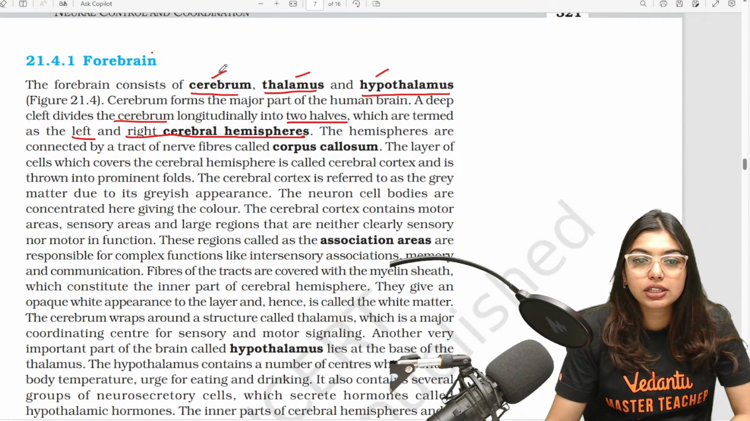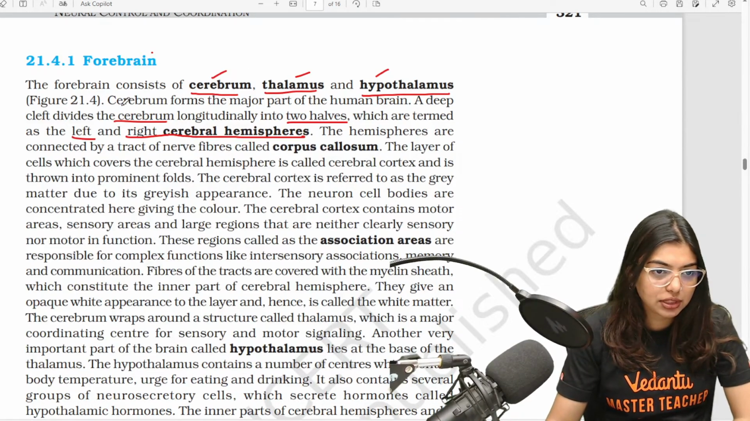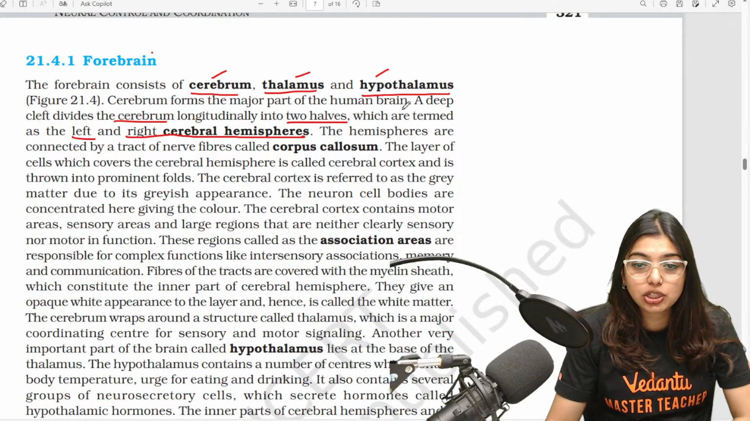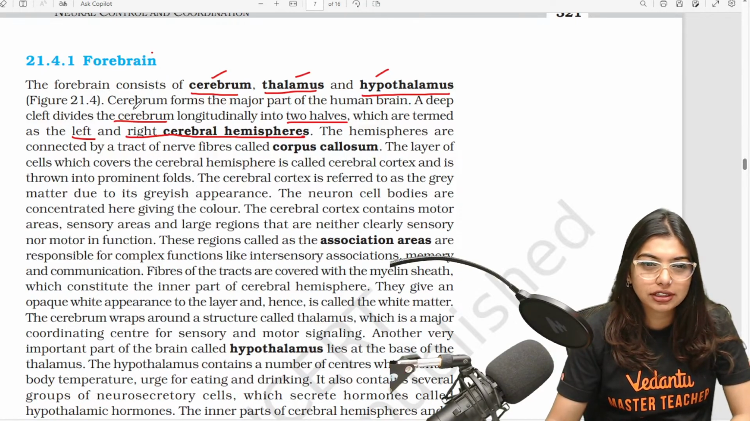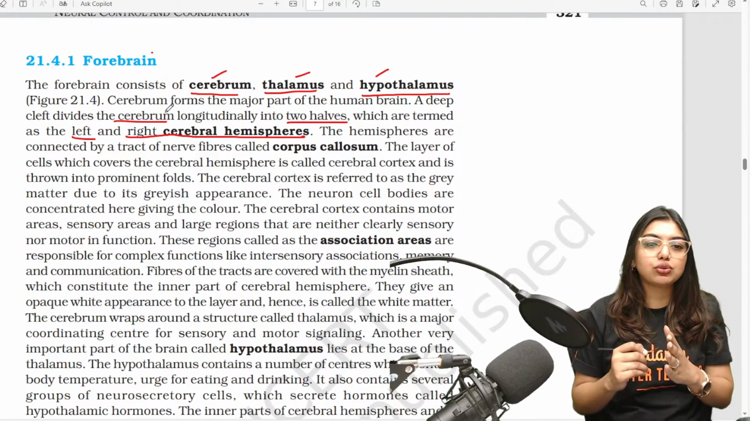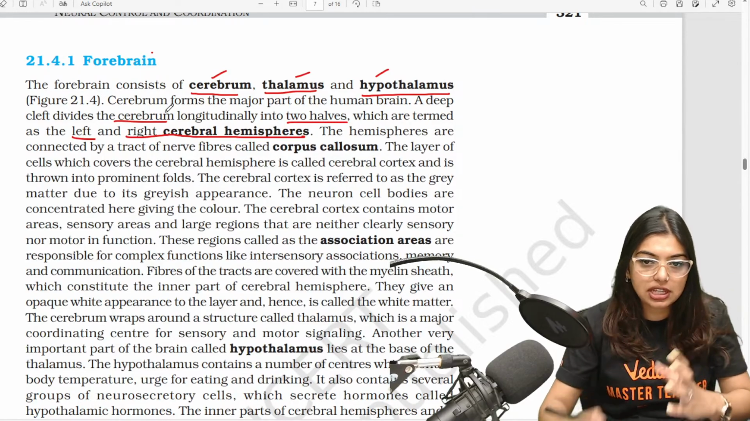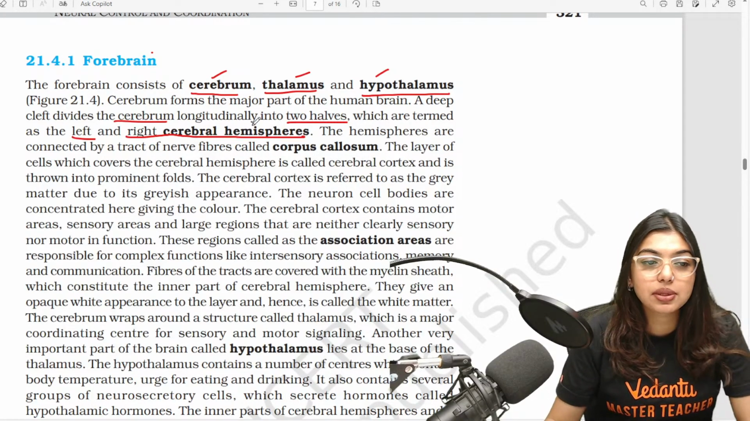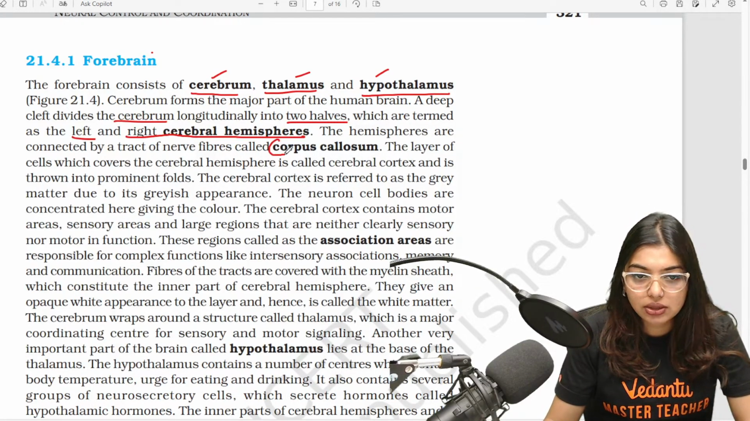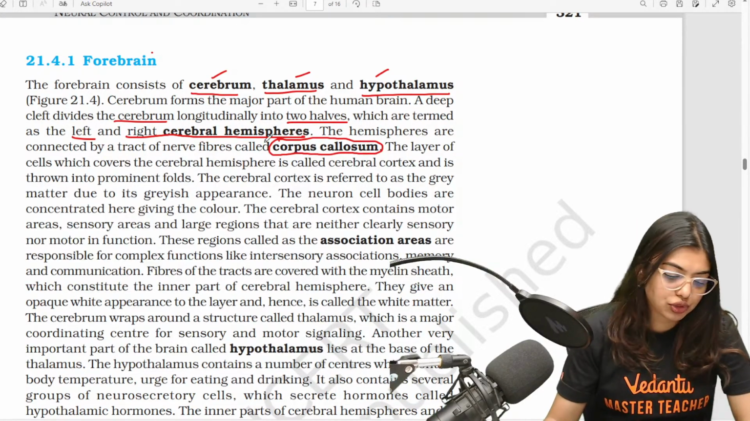Okay, the forebrain consists of cerebrum and thalamus and hypothalamus. Cerebrum forms the major part of the human brain. A deep cleft divides the cerebrum longitudinally into two halves: right cerebral hemisphere and left cerebral hemisphere, and these hemispheres are connected by corpus callosum. Okay, this is what I told you. There is a connection, the corpus callosum.